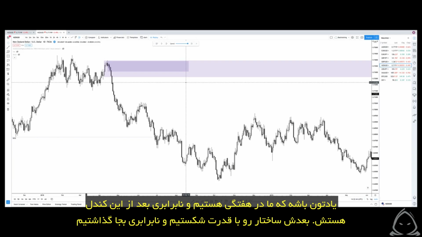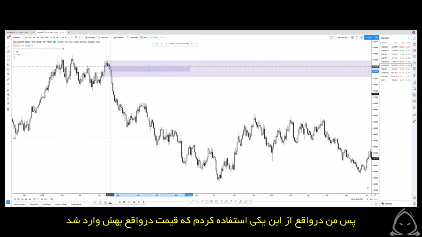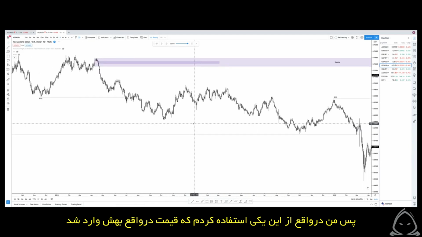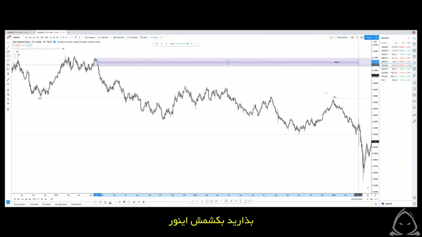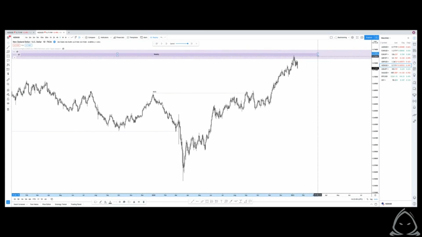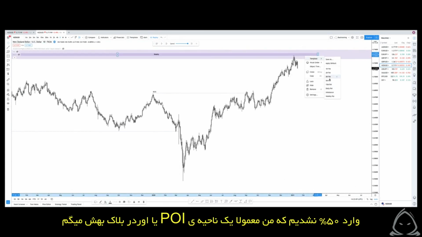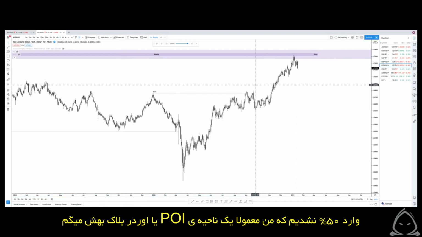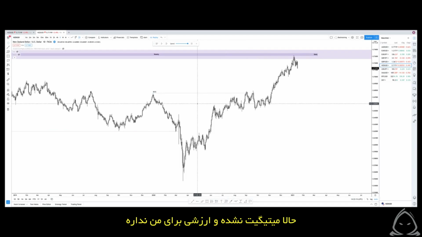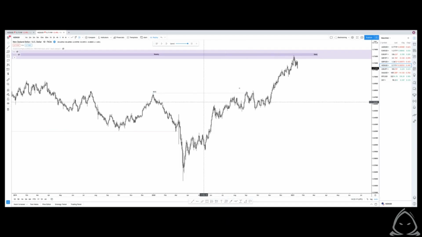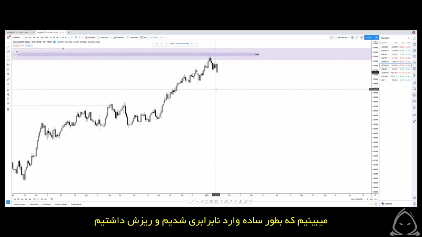Bearing in mind as well, obviously we're in a weekly, and the imbalance is, after this candle, we then broke structure quite aggressively, leaving behind imbalance. So I actually used this one here, which price did tap into. I'll just drag this across. So we tapped into this, didn't mitigate the 50%, which is normally when I would class an area of interest, POI, order block, as mitigated and no longer of any use or value to me. We simply tapped in, filled the imbalance, and we dropped.